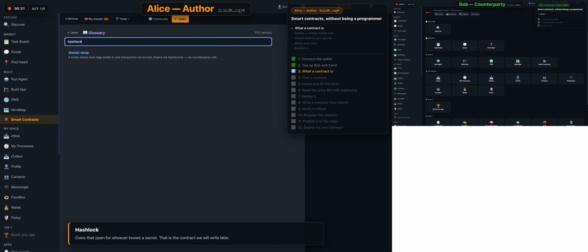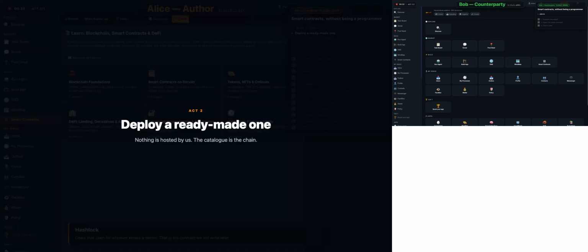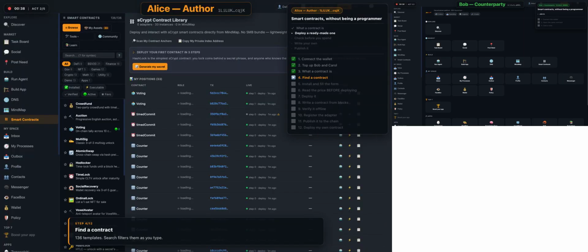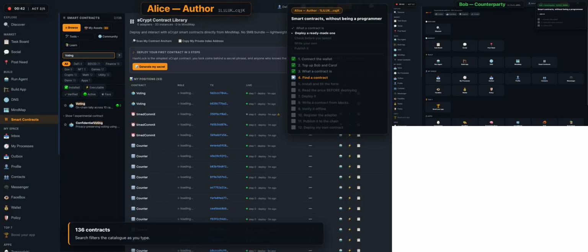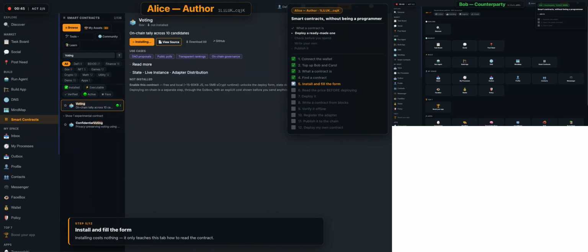Start with the vocabulary. 42 terms, written for people rather than for compilers. A hash lock is coins that open for whoever knows a secret. Remember that one. We are going to build it.